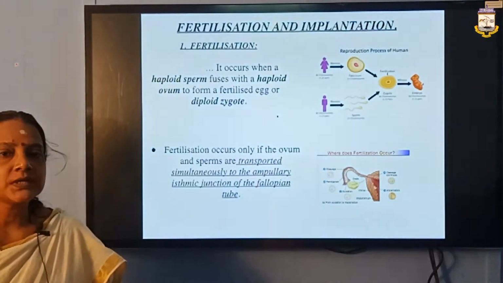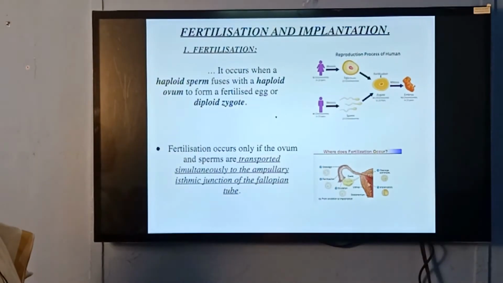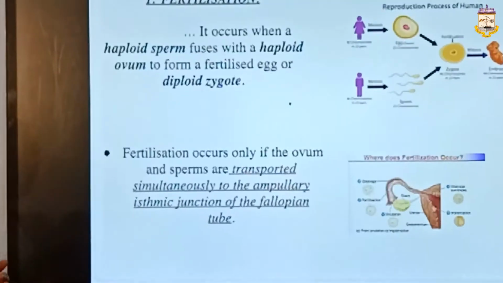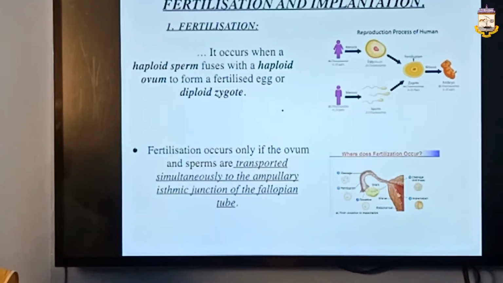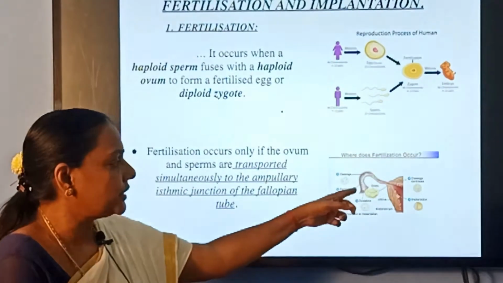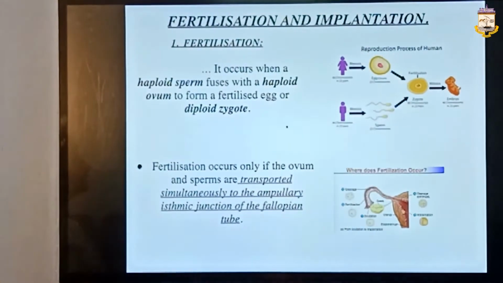So where does the fertilization occur? Fertilization actually occurs in the ampullary isthmic region of the fallopian tube, what you call the oviduct. So this is the region where the fertilization takes place.